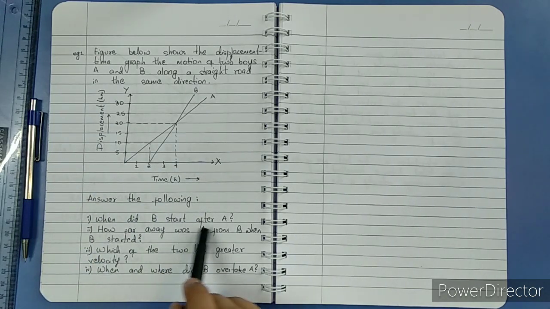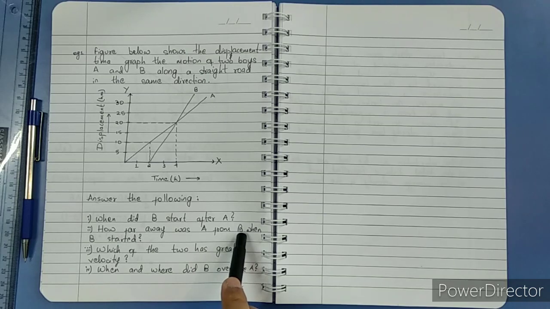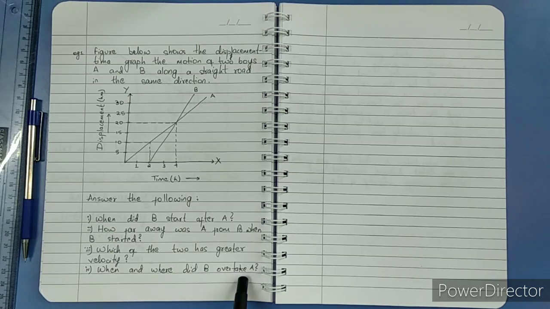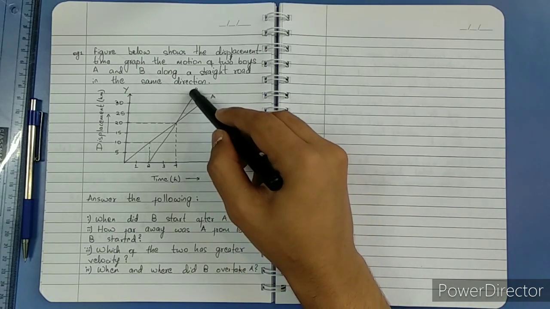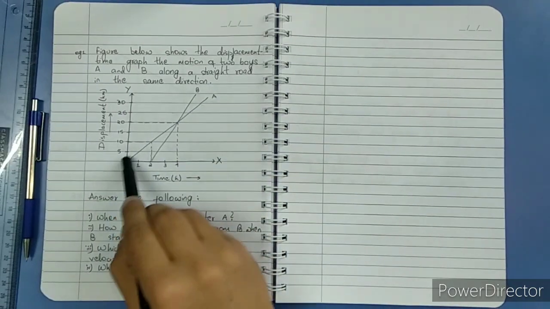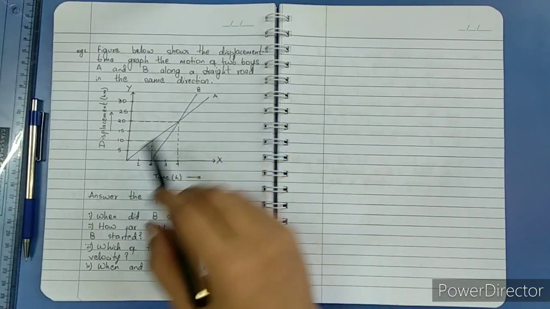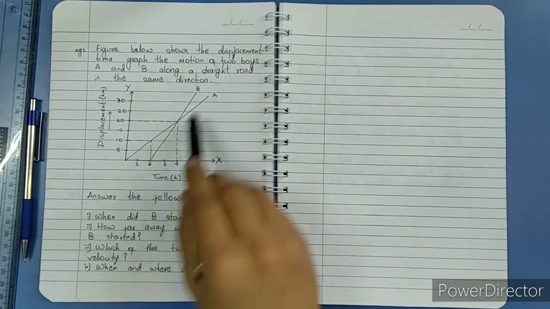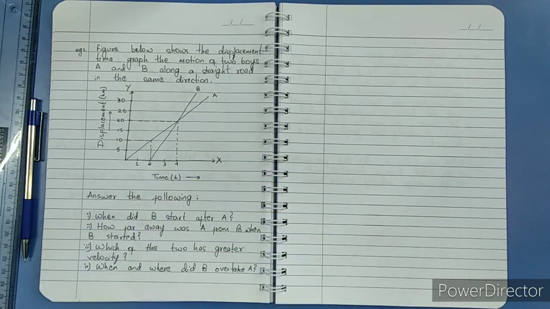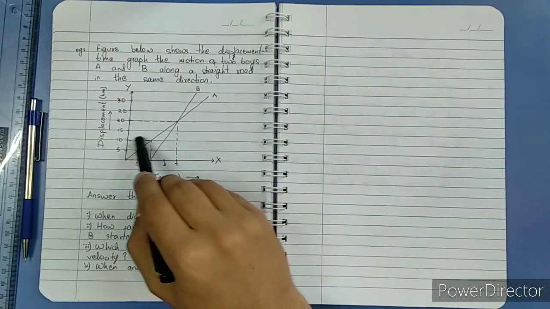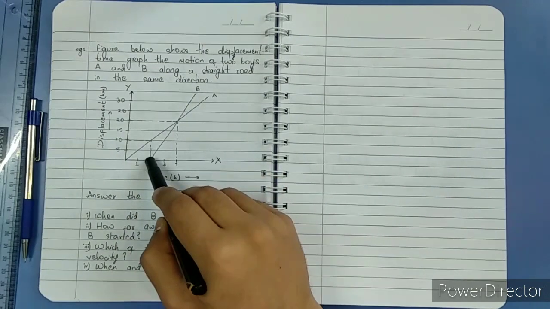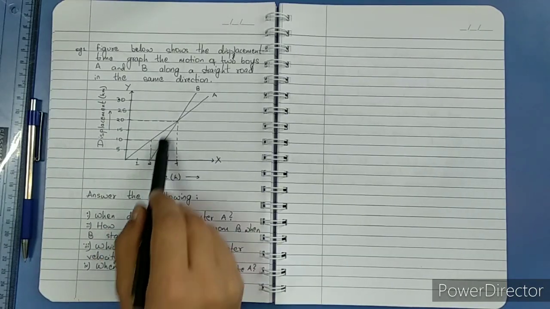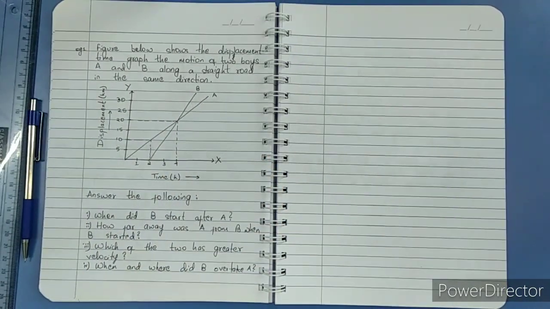Answer the following. When did B start after A? How far away was A from B when B started? Which of the two has greater velocity? When and where did B overtake A? Okay, as you can see, this line is for B and this line is for A. So A started initially, but B started 2 hours after A started. And A had already reached 10 kilometers when B started. So when did B start after A? B started 2 hours after A.